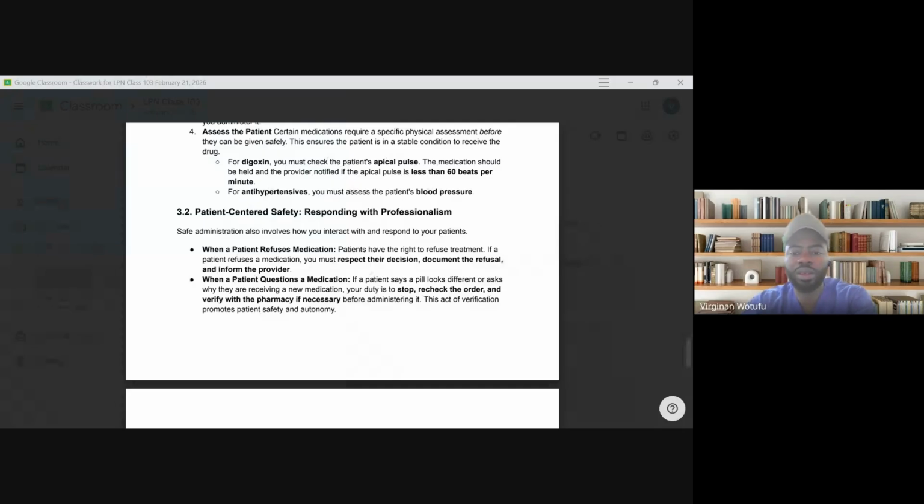As well, a patient might ask a question, like they don't understand why they are being given the medication, or the medication might seem off compared to what they have been given before. So you don't ignore a patient's question during medication administration. It's your duty to stop, recheck the order, and verify with the pharmacy if necessary before administering the medication. This actually helps boost the patient's morale, as the patient is being involved in his or her own care.